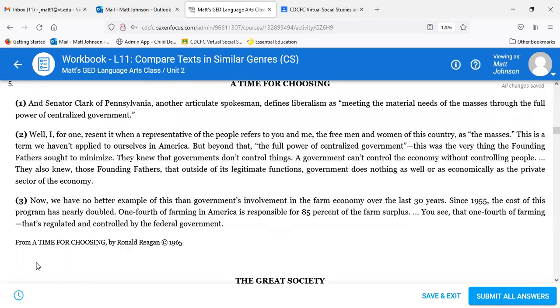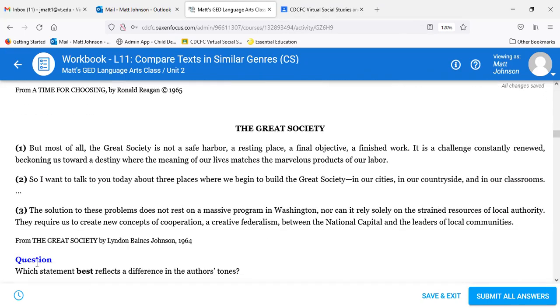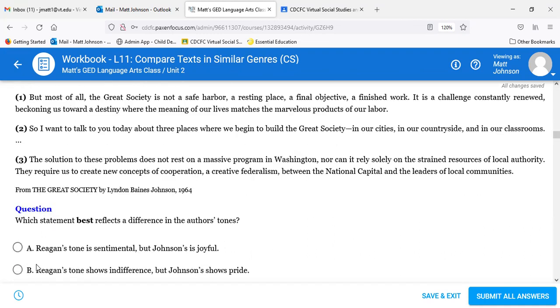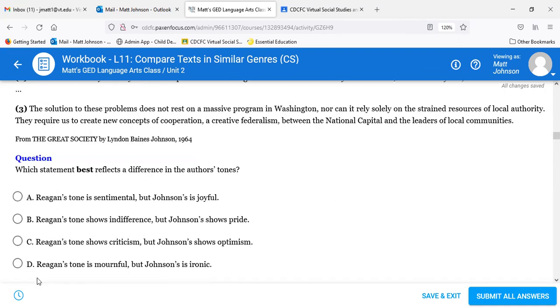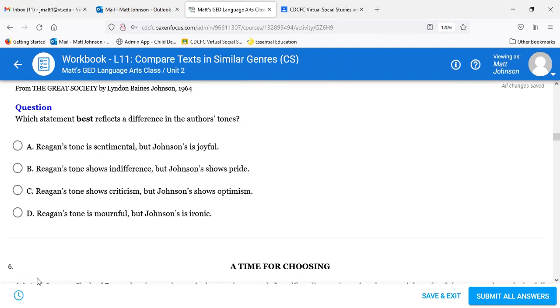And 5, same two passages again. Etta, how about reading number 5? Okay, which statement best reflects a difference in the authors' tones? A, Reagan's tone is sentimental, but Johnson's is joyful. B, Reagan's tone shows indifference, but Johnson shows pride. C, Reagan's tone shows criticism, but Johnson shows optimism. And D, Reagan's tone is mournful, but Johnson's is ironic.